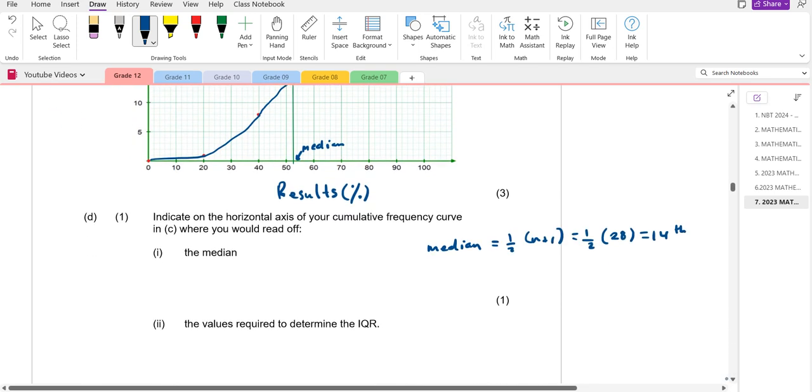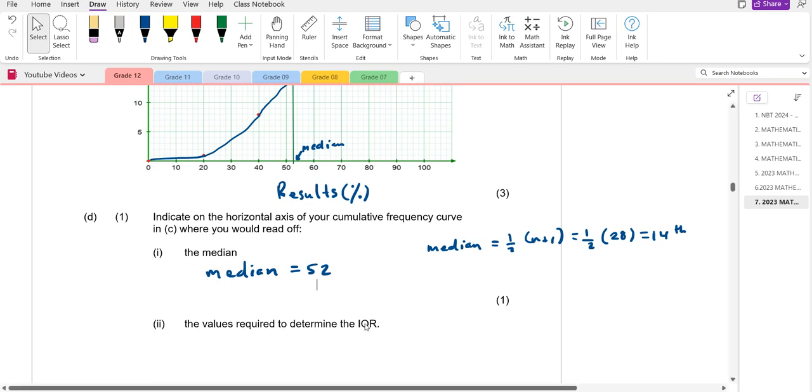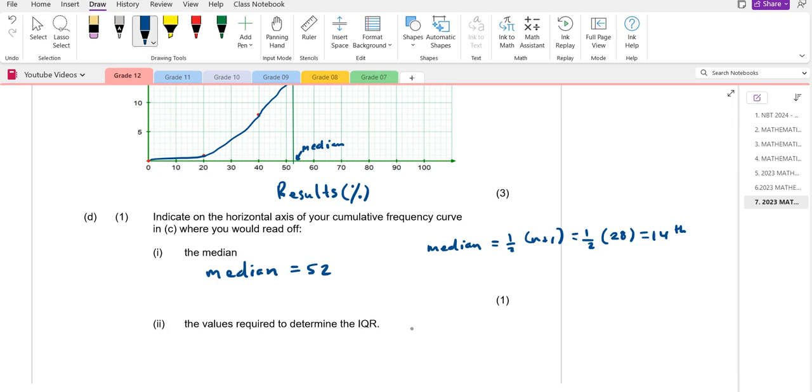Then, so what's the median? Median is equal to 52. Why 52? Because this is in intervals of 2. Next one, the values to determine IQR. So we're going to say IQR is equal to Q3 minus Q1.